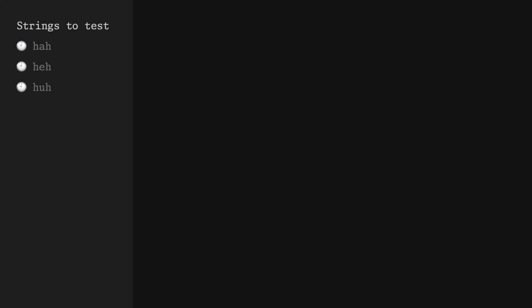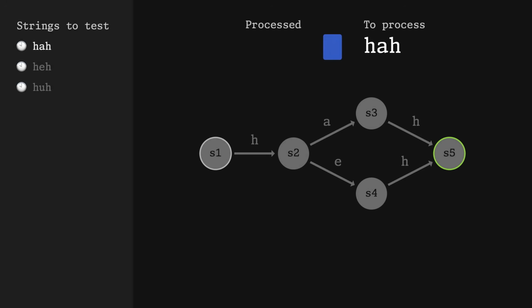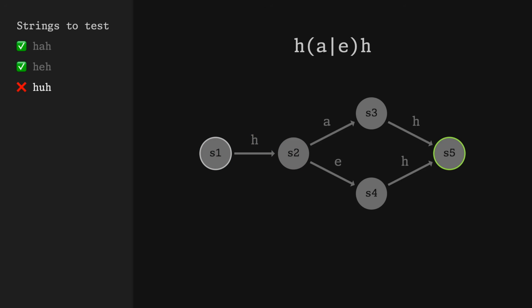Let's look at another example. This finite automata is designed to match HAH and HEH, but not HUH. It does this by giving the second state two possible transitions, one to A and one to E. These then join back with an H to the final state. This is the beginnings of how we can use finite automata to recognize patterns. It's loosely equivalent to this regular expression here.